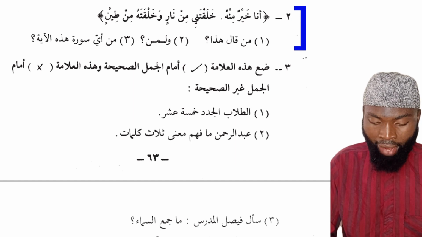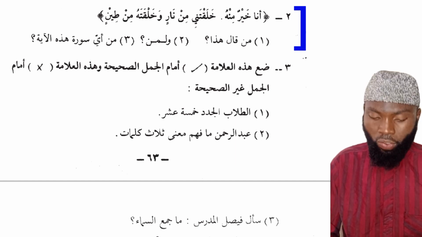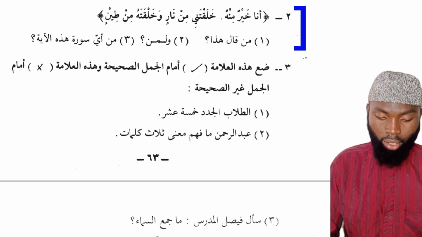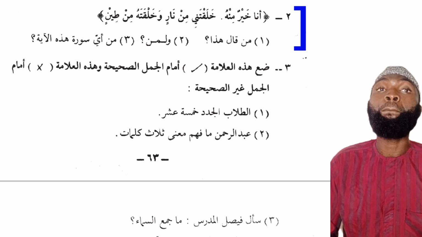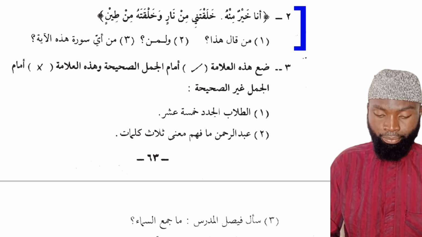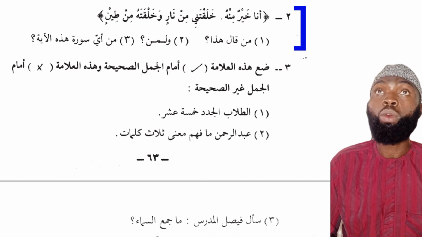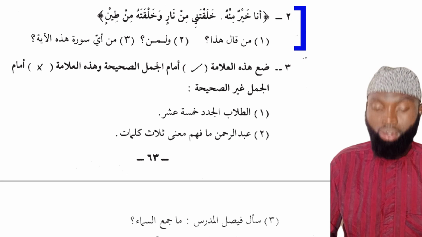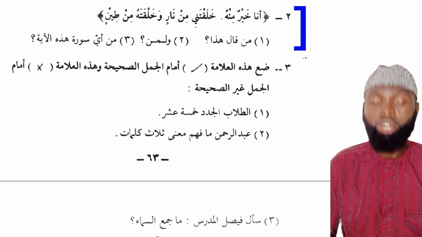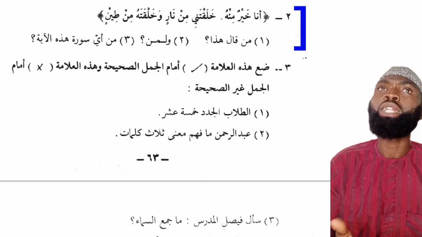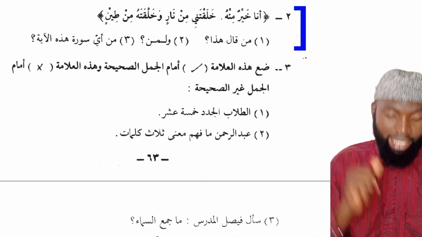Exercise number 2, we have the verse of the Quran, ana khayrun minhu khalaqtani min narin wa khalaqtahu min tin. I am better than him. You created me from fire and you created him from dust. So the question says, Man qala hada. Who said this? The answer is qala shaitan. Shaitan said it. Or qalahu shaitan. Shaitan said it. Number 2 says, Waliman, to whom? Qalahu lillah. He said it to Allah.